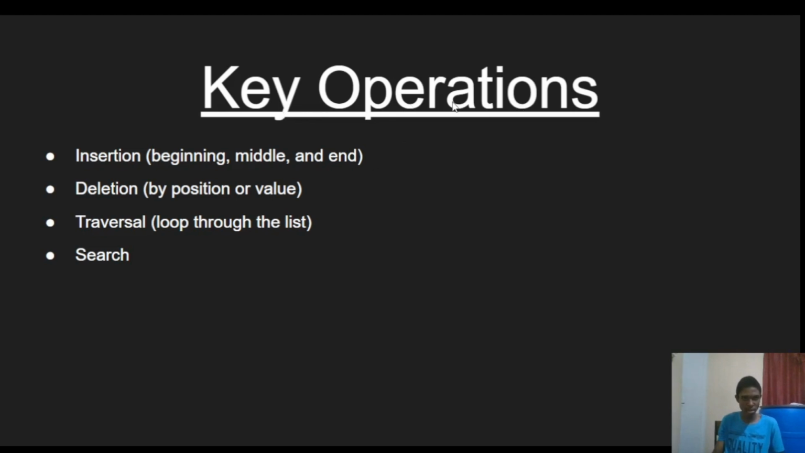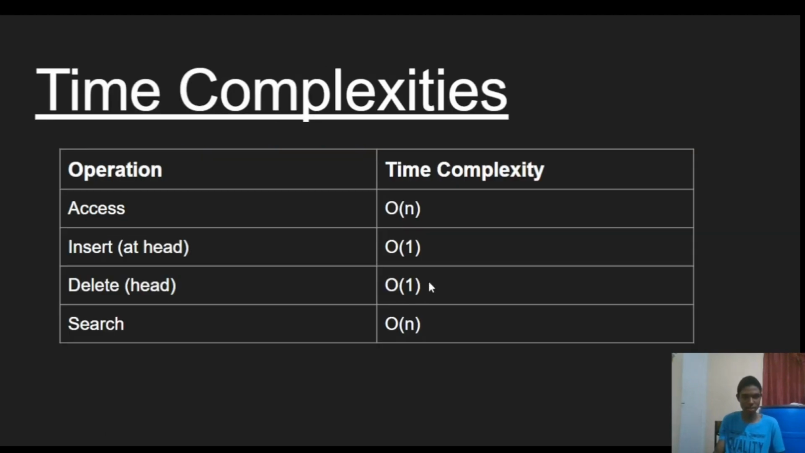Here are the key operations. Insertion happens at the beginning, middle, and the end. Deletion can happen by the position or value. Traversal means to loop through the list. Searching means we search for a particular value within the list.